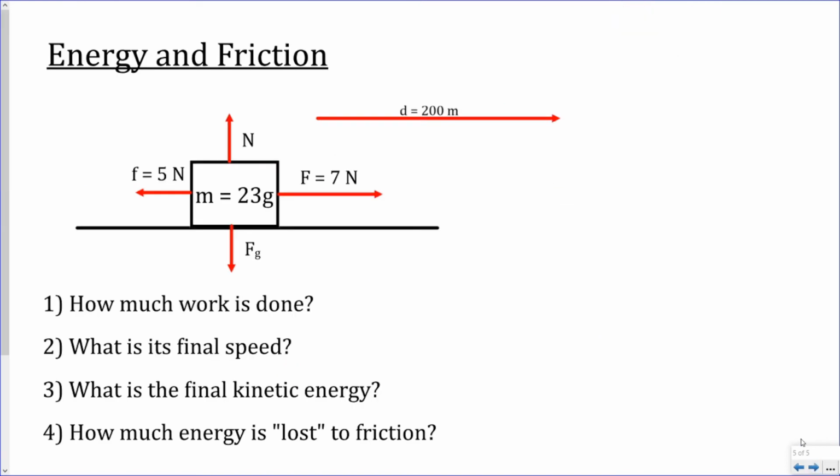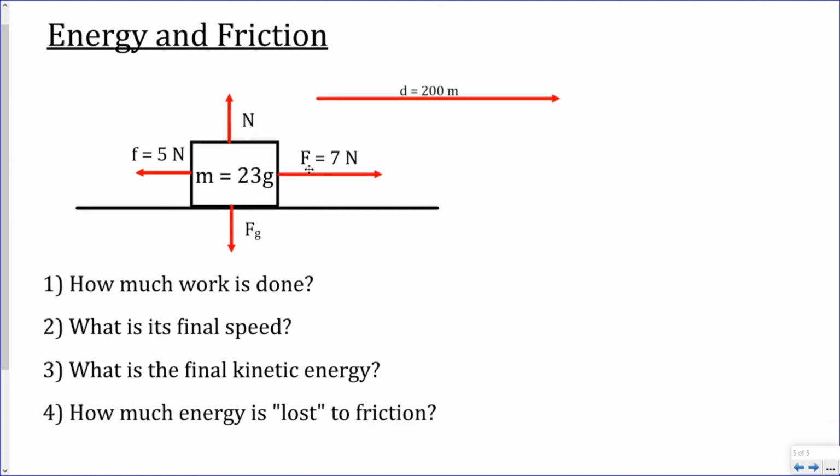Let's look at one more example. Friction is in this question as well. Rather than between the air and the object, this is pushing something along the ground, and we're going to have friction between the ground and the object. So we've got our setup here. Let's do this question. So number one, how much work is done?